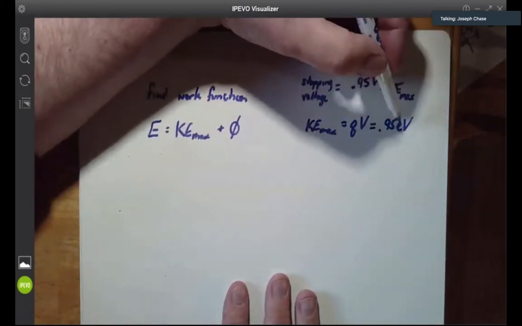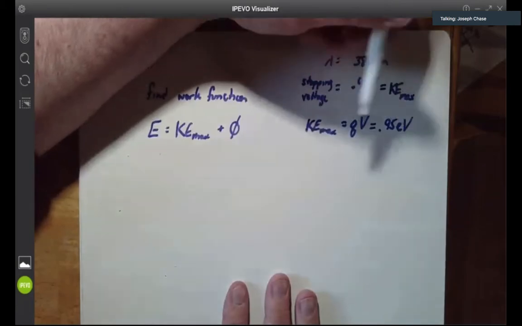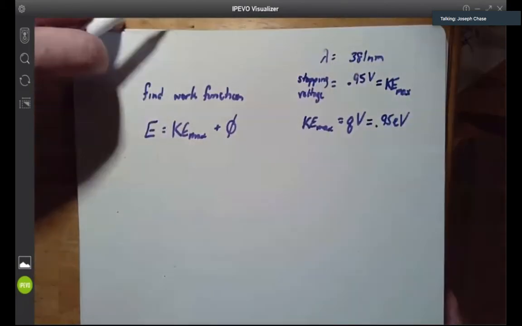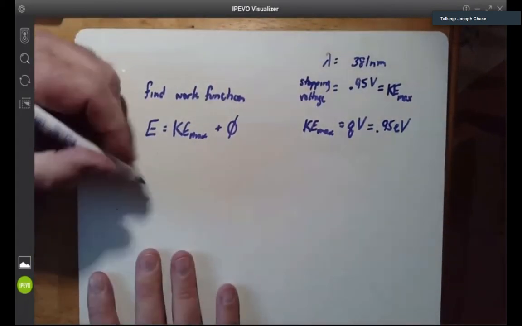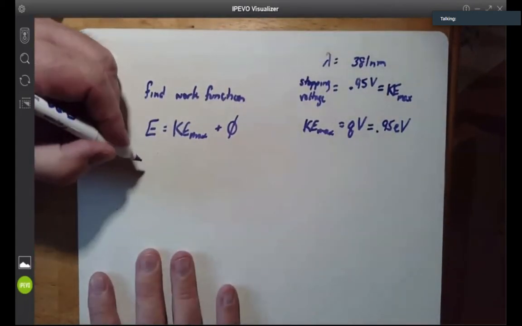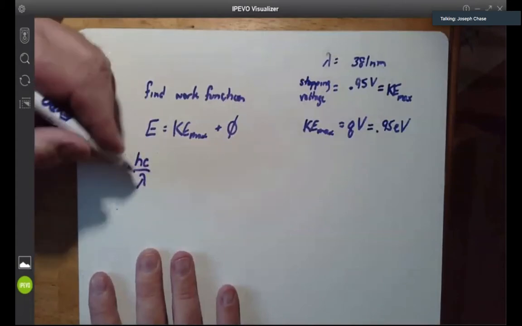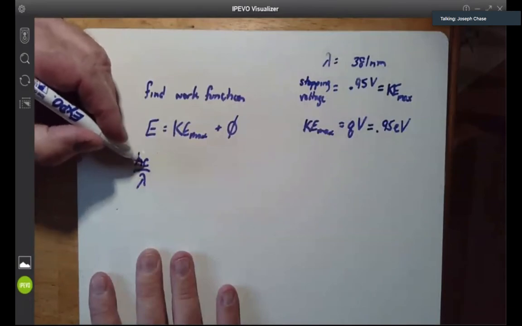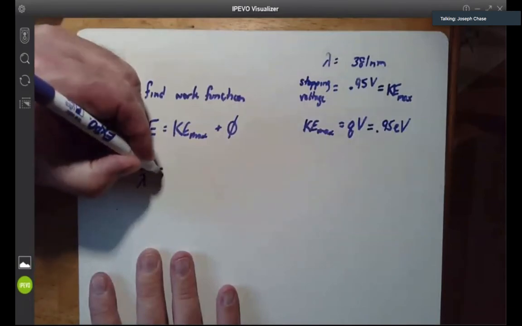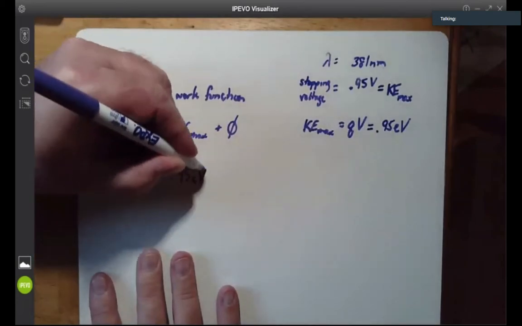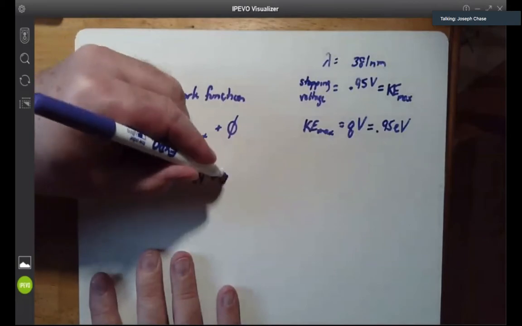Just like the way if you write kilometers, K stands for 1,000. Well, in this case, E stands for if you need joules, multiplied by 1.6 times 10 to the minus 19. But we don't. So that's great. So I come over here, and I know that hc over lambda, this is the same thing as Planck's constant times the frequency, and that's equal to 0.95 electron volts plus the work function, and that's what I'm looking for.